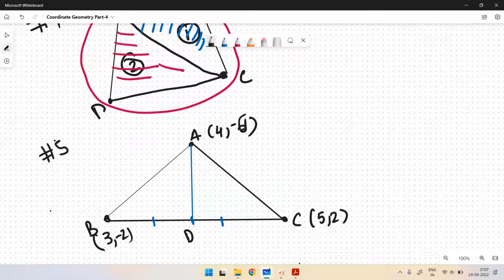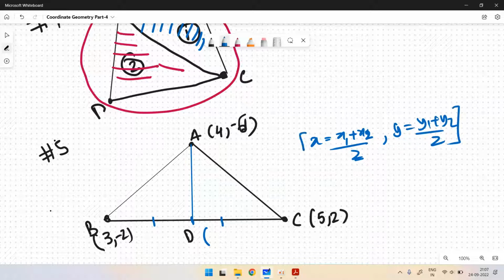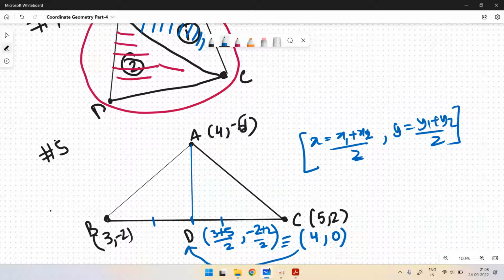If you take this, you can calculate the value of D. Since D is the midpoint, applying the midpoint formula, the x coordinate is x1 plus x2 by 2, and the y coordinate is y1 plus y2 by 2. So this is 3 plus 5 by 2 comma minus 2 plus 2 by 2. This is nothing but 8 by 2, which is 4, and 0 by 2, which is 0. So 4 comma 0 is the coordinate of D.